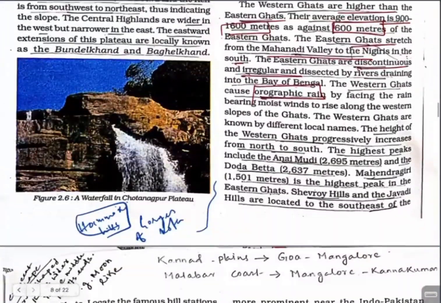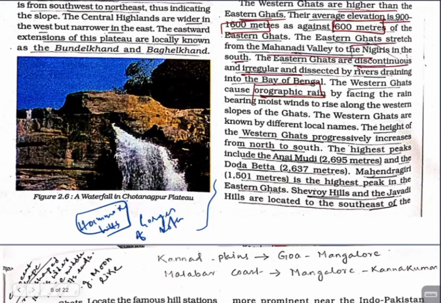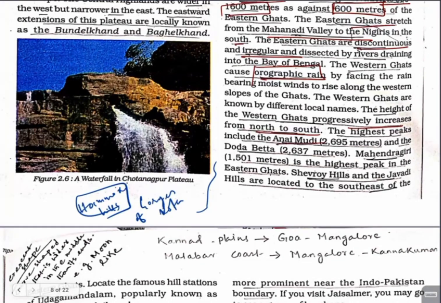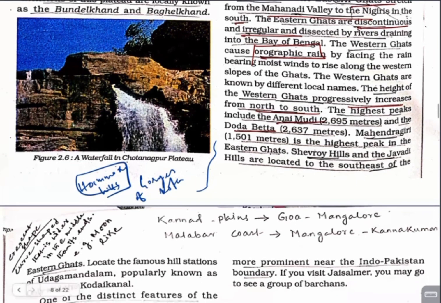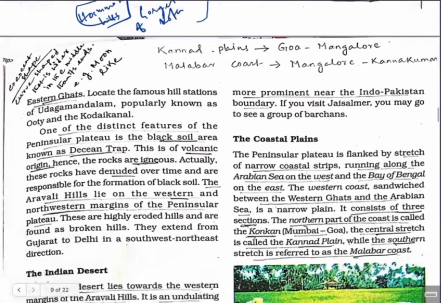The height of the Western Ghats is progressively increasing from north to south. I talked about the highest peaks, including Anaimudi and Dodabetta. Mahendragiri is the highest peak in the Eastern Ghats, along with the Shevaroy Hills and Javadi Hills. So that is the Eastern Ghats.